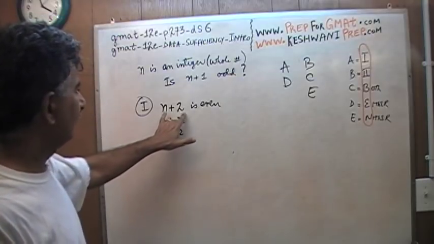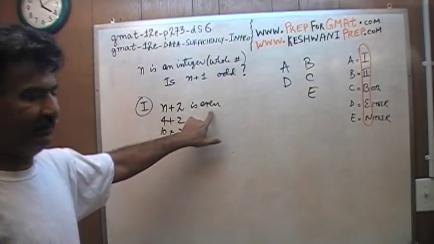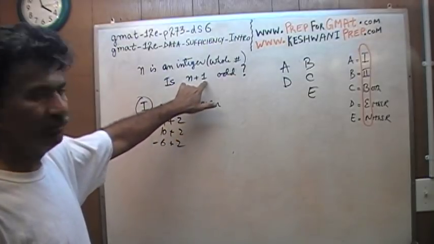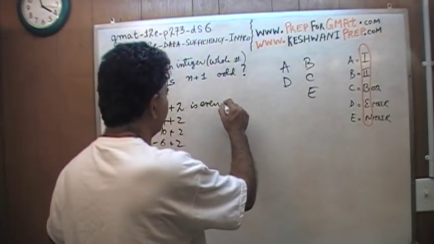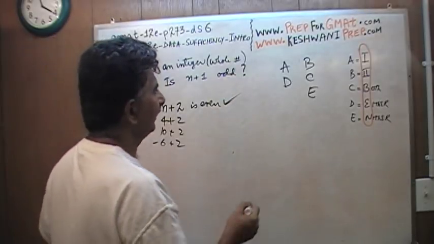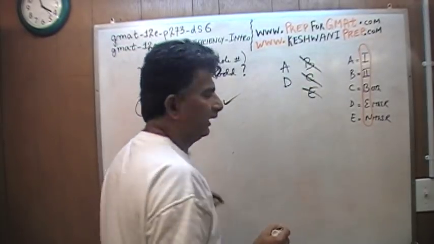And I'm told that when I add 2 to it, I get an even number. That tells me that n must be even. If n is even, then n plus 1 has to be odd. The first statement is enough, it is sufficient. That tells me that answer choices B, C, and E are impossible.